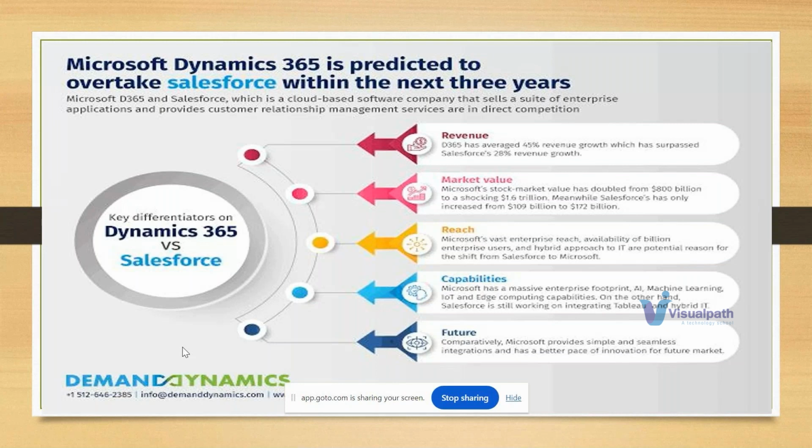The value has doubled from $800 billion to 1.6 trillion dollars, while Salesforce has only increased from $109 billion to $172 billion. It has already been reached as of now in the current market.